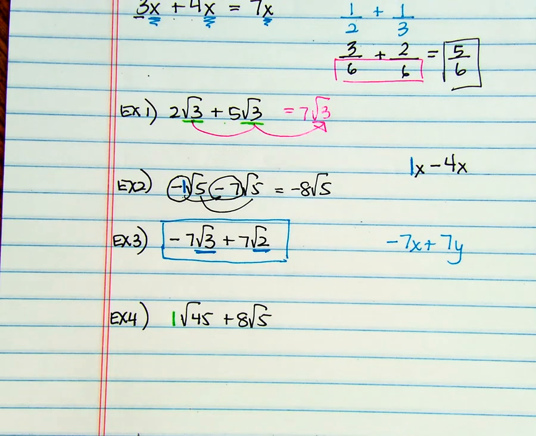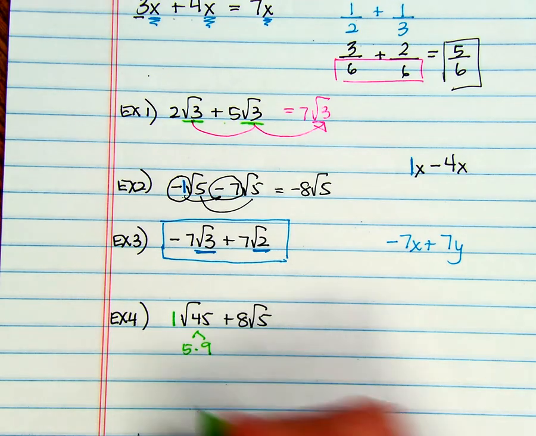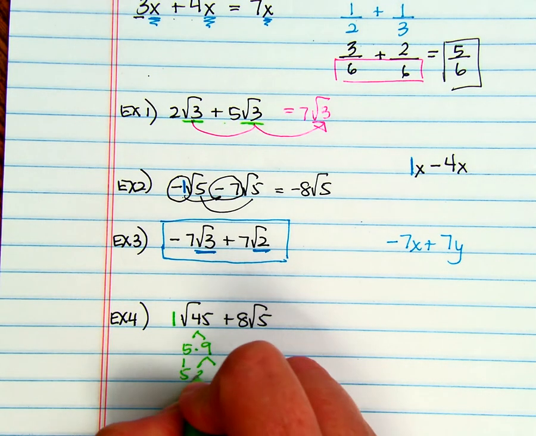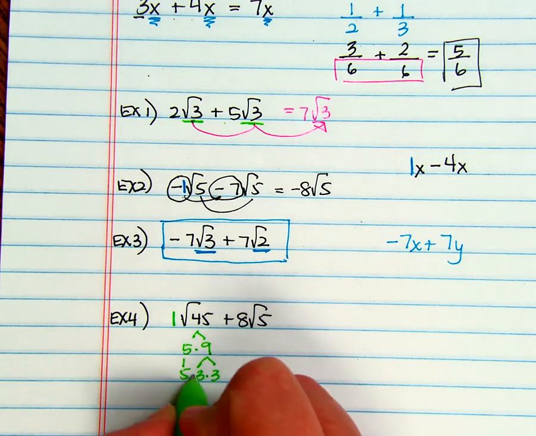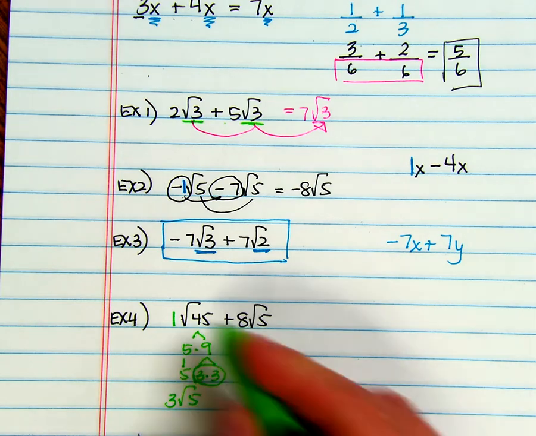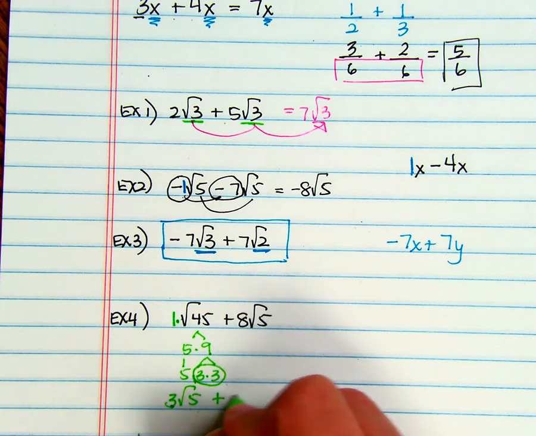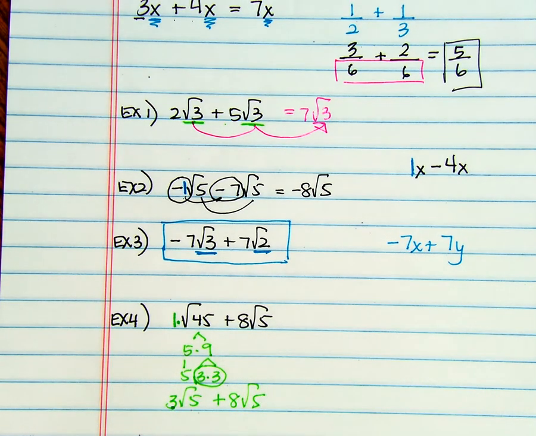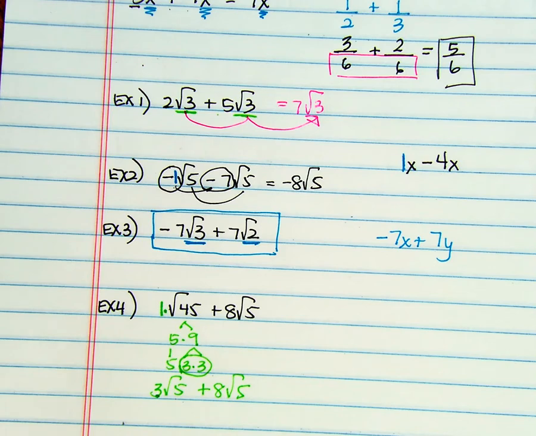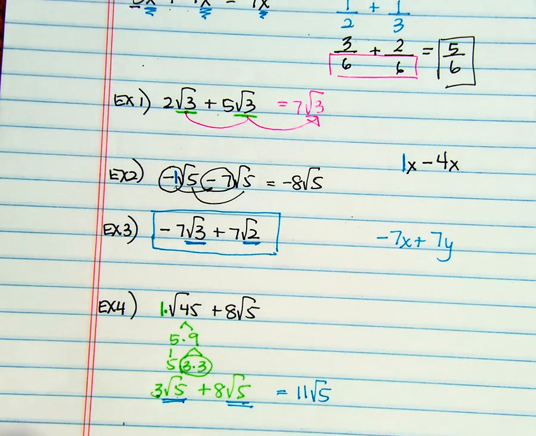And I know that the square root of 45 breaks down to 5 times 9. Bring down the 5. 9 breaks into 3 times 3. So there's my pairs. Take one of those out. Times my 5. I have a 1 outside. Times my 3 outside still gives me the 3. I bring down my 8 radical 5. So now I have 3 radical 5s plus 8 radical 5s. They are like terms because they have the same number under the radical. And so you get 11 radical 5s.